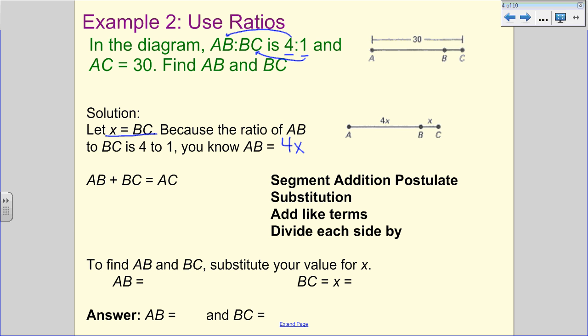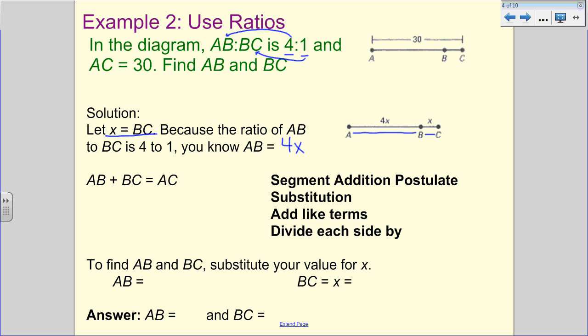We're now going to go back and use the things that we learned earlier in the year. We know that AB plus BC equals AC. That's our segment addition. The smaller segment AB plus the smaller segment BC equals that total amount. Now we want to substitute what we know.